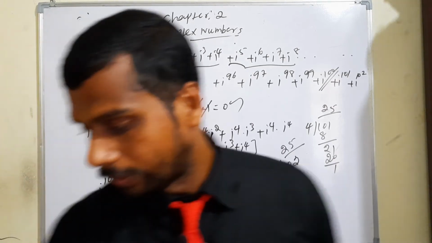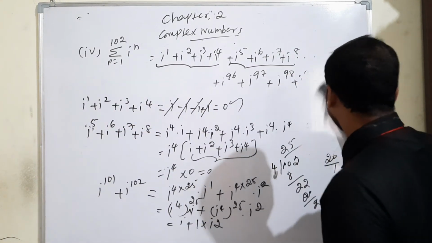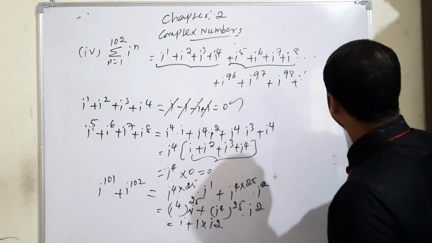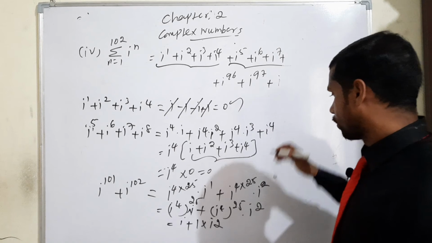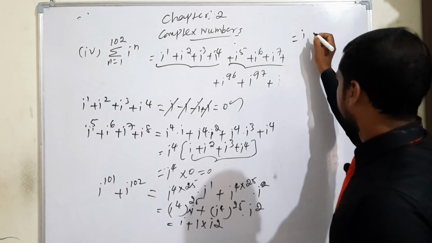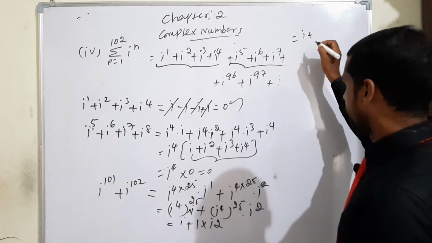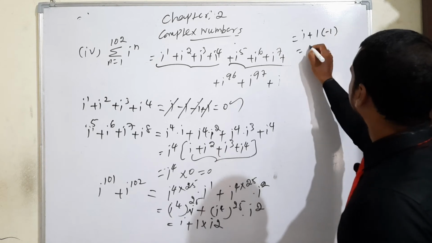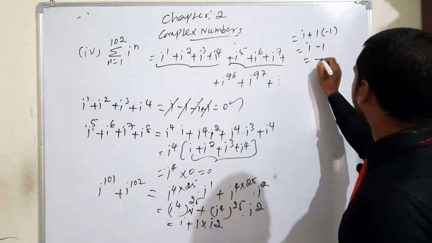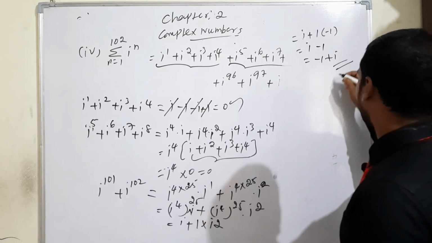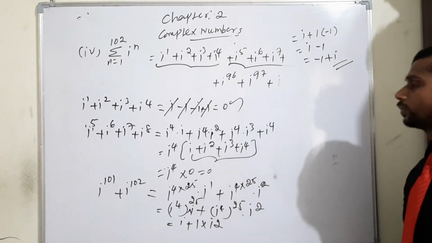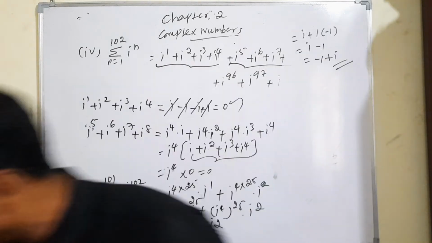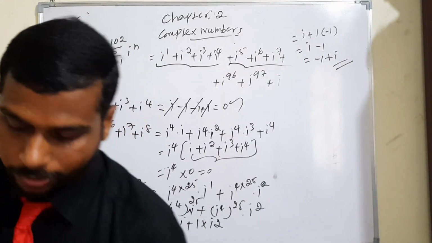Therefore, listen very carefully. So the first one, i is there, plus again 1 into i square means minus 1. Therefore, 1 into minus 1, minus 1. Therefore, the answer will be minus 1 plus i. Always you should write the real part first, second the imaginary. So real part minus 1, imaginary i. Okay, minus 1 plus i. This is subdivision 4 answer.